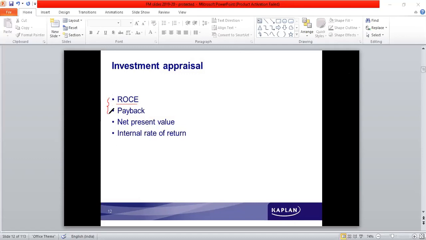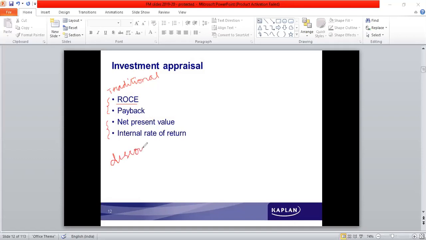Here, when we group them, we group the first two into one category and the next two into another category. The first two we call the traditional techniques. The reason they are called traditional techniques is that they do not consider the time value of money. That is another important thing. Because the last two consider the time value of money, they are also called discounted techniques.